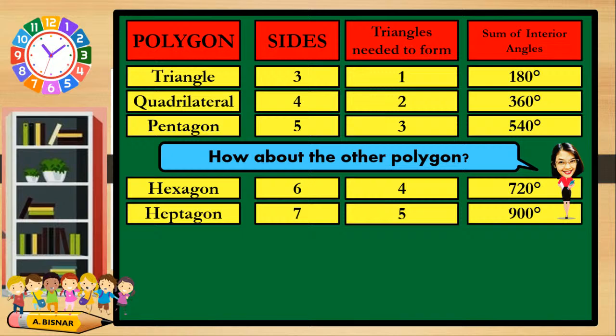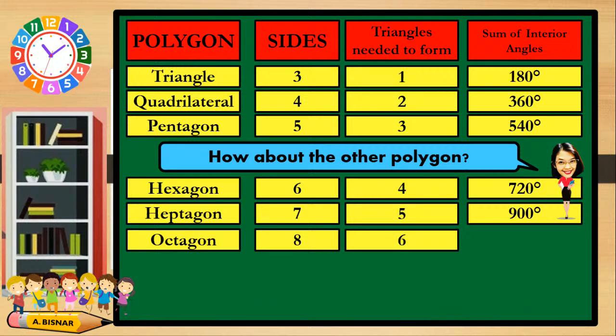Okay, correct. Tama si Harabay. You are subtracting 2. You always subtract 2. That's why, if the given is octagon, it has 8 sides. Then, you will subtract 2. You'll be needing 6 triangles. Now, how did you get this? You will just multiply it by 180. So, the answer will be 1080.